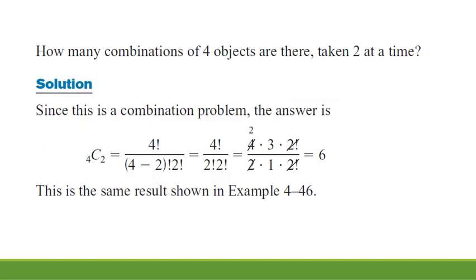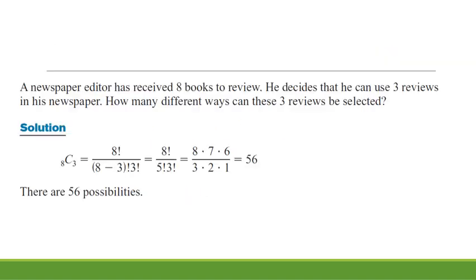How many combinations of 4 objects are there taken 2 at a time? You just need to substitute properly in the combination. We don't have a separate formula, but take note, we have here r objects, so you just need to multiply that. Okay, so the number of that combination is 6.